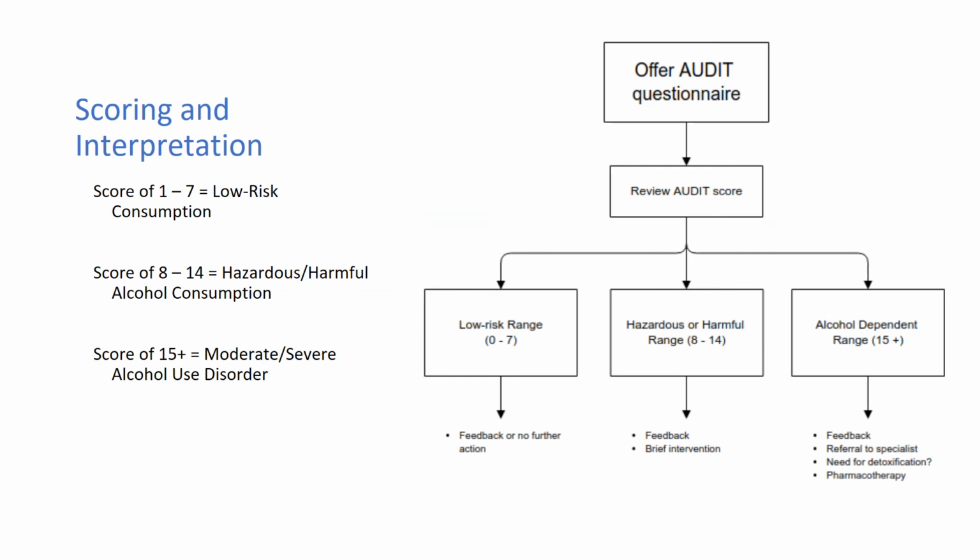And so, just like the AUDIT-C, you also score the AUDIT. A score of 0 to 7 constitutes low risk consumption, obviously 0 being no risk. And when that happens, you're just going to provide feedback, just saying like, it's great that you're not drinking, or it's great that you're not drinking much. Here are some things to look out for if you were to start drinking more, and just kind of reinforce that behavior. From 8 to 14 is what's considered hazardous or harmful alcohol consumption, and in that case, you'll provide that feedback, but you're also going to provide some brief intervention like motivational interviewing. And then finally, a score of 15 plus is considered moderate to severe alcohol use disorder. And in that case, you have a few other options for treatment, like referral to a specialist or detoxification or pharmacotherapy.